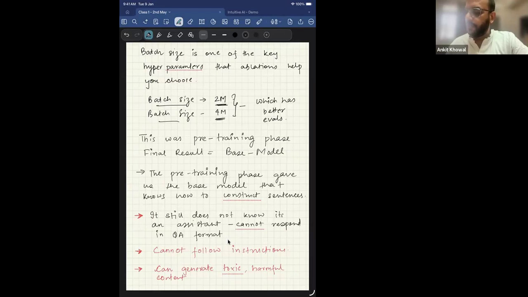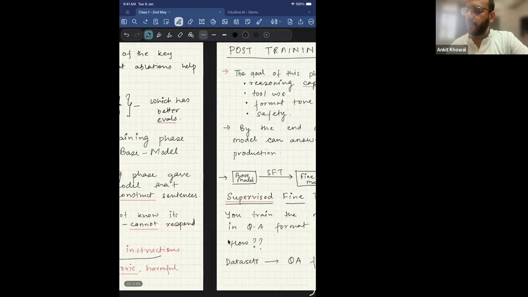After the pre-training phase, the model can still just construct basic sentences. It still does not know it's an assistant. It has to answer in the form of Q&A format. It cannot follow instructions, and it can generate toxic or harmful content, like I said, right after pre-training.